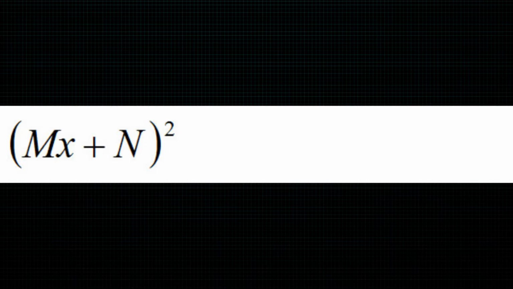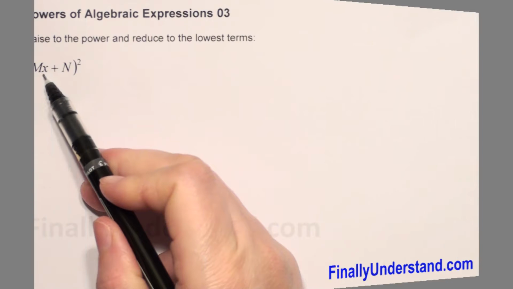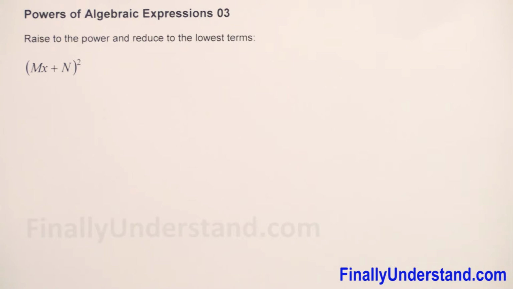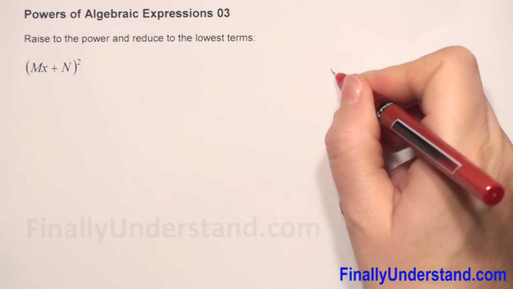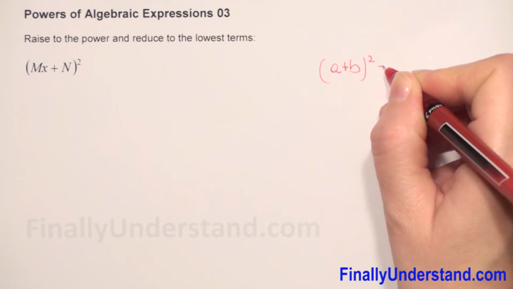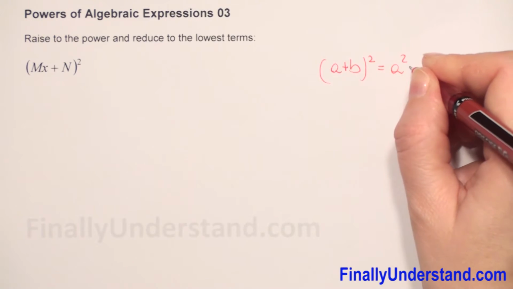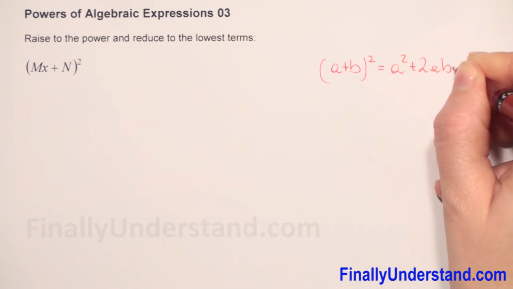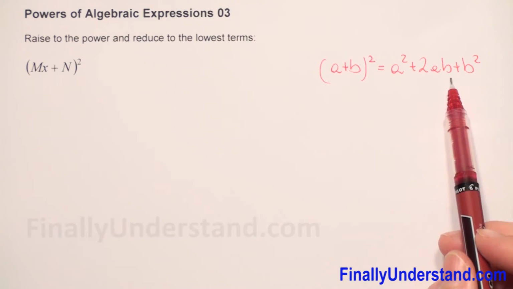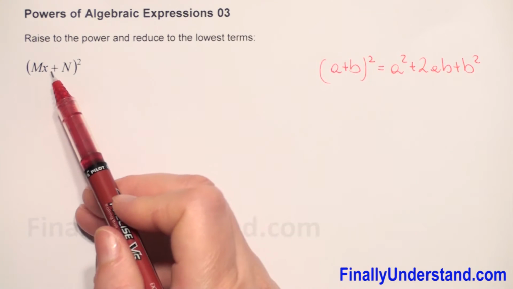We have here the square of a sum. We have (mx + n) to the second power. So we can use the formula (a + b) to the second power, which is equal to a square plus 2ab plus b square. If you don't remember this formula, you can do it step by step.